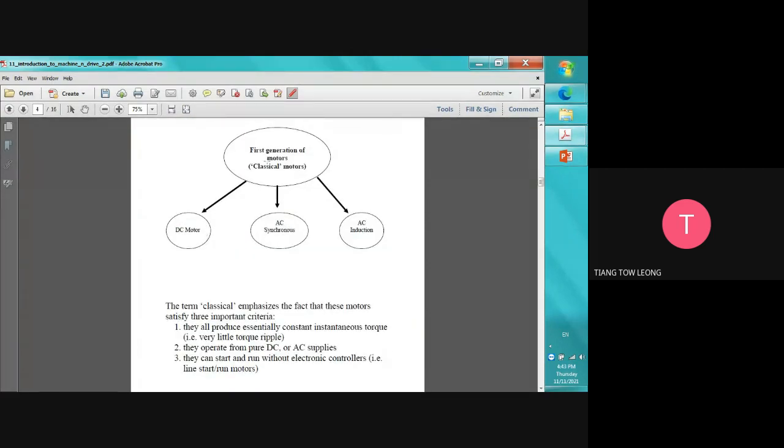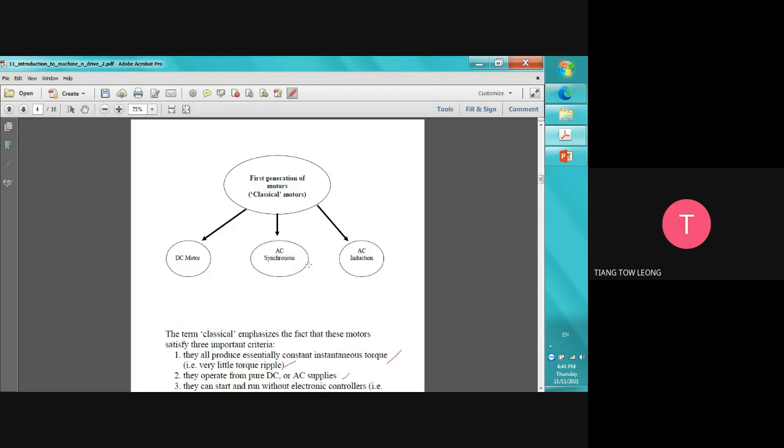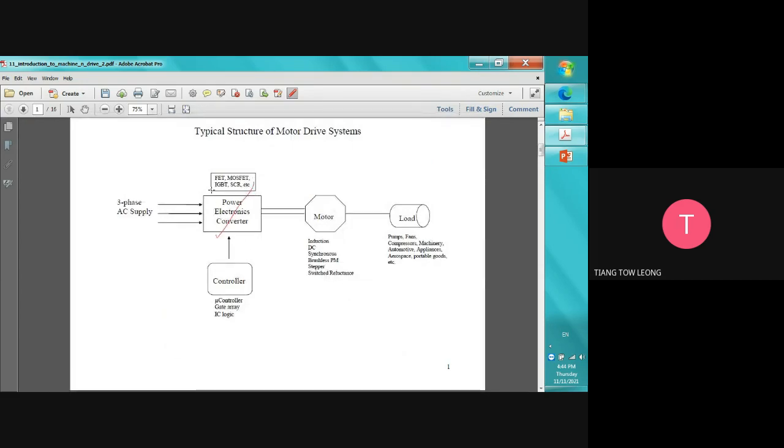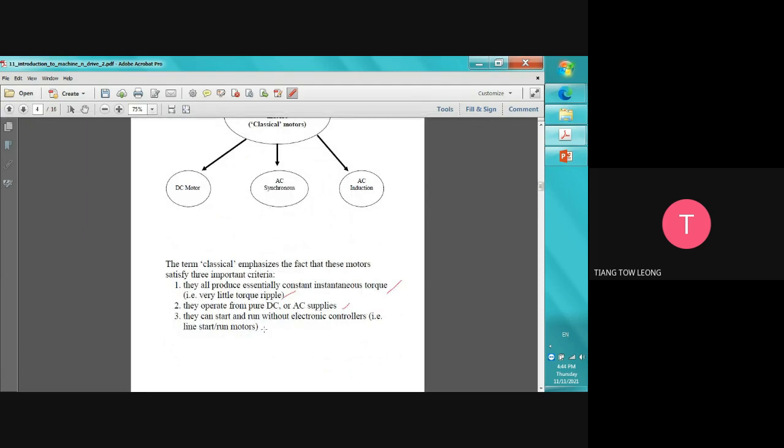So the first generation of motors, the classical motors, we have the DC motor, AC synchronous, and AC induction. The term classical emphasizes the fact that these motors satisfy three important criteria. They all produce essentially constant instantaneous torque, very little torque ripple. And then they operate from a pure DC or AC supply, which means classical ones you just directly inject the supply and drive. Then they can run without an electronic controller. For example, we call it line start.